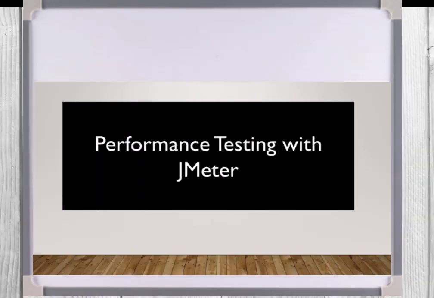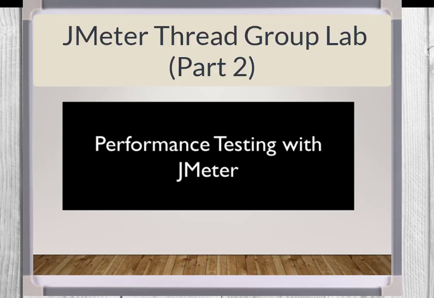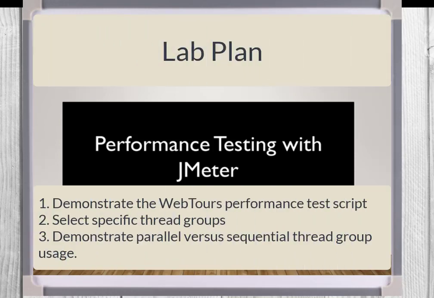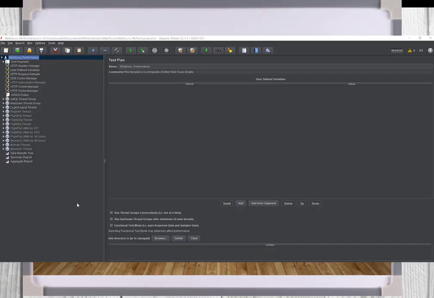Thanks for joining me. This lab session is entitled JMeter Thread Group Lab Part 2. We are starting this part of the thread lab where we add another thread group to the test mix. This will help you see what I'm talking about with regard to parallel testing of the thread groups. I then will run another test, a sequential test, by turning on the setting in the test plan options.